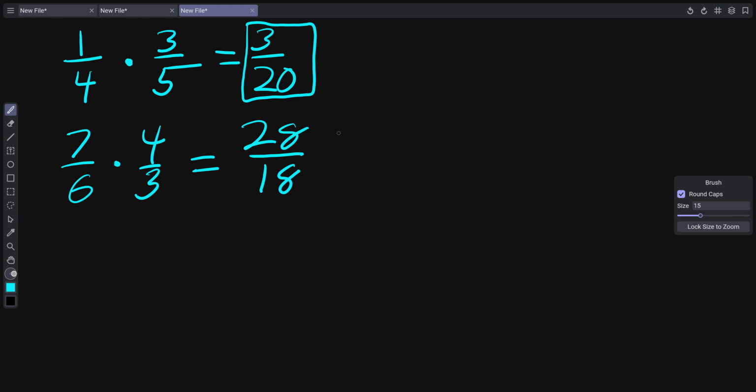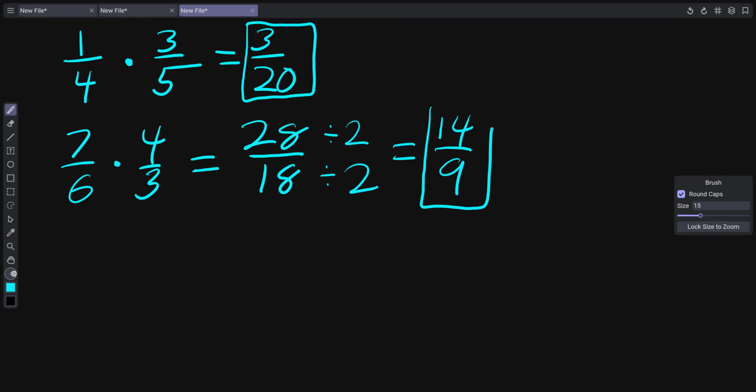But unlike the previous example where we were finished, we actually have one step left, which is to simplify this fraction, and we can take a 2 out of both the numerator and the denominator. So let's do that, and that will give us 14 over 9, and this will be our final answer.